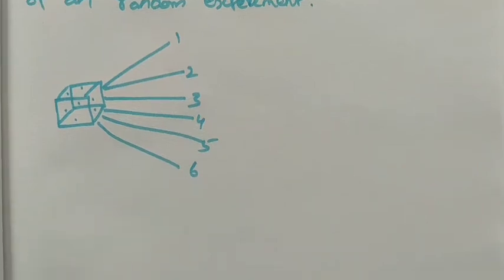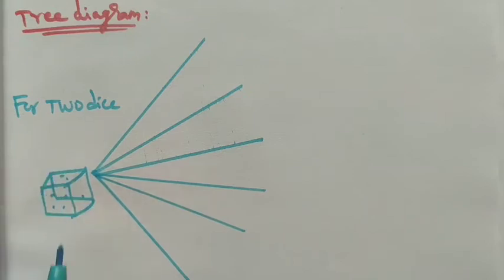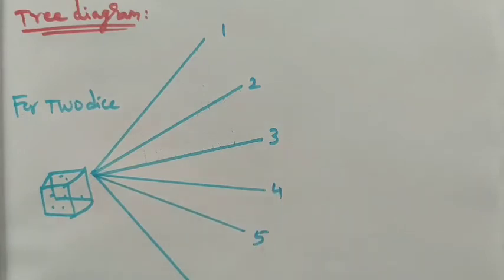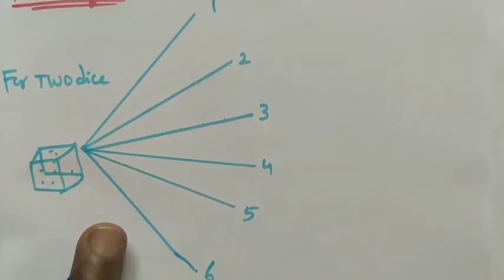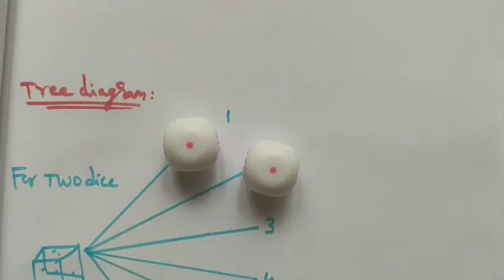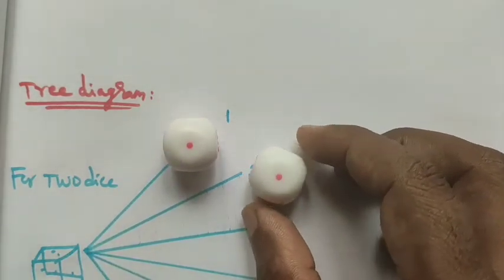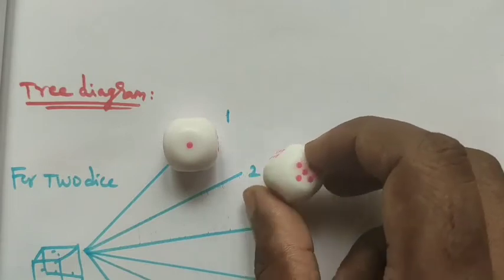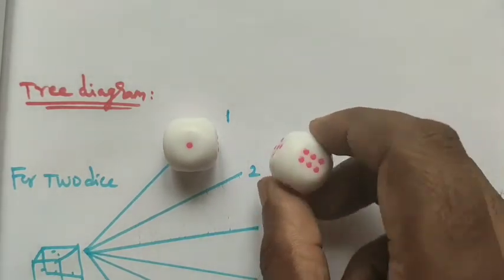Next, we do the tree diagram for two dice. For a single die, we have the numbers 1, 2, 3, 4, 5, and 6. These are the possible outcomes in a single die. Now, we want to draw the possible outcomes of two dice. Imagine the first die is always 1. The second die is first 1, and then 2, 3, 4, 5, and 6.